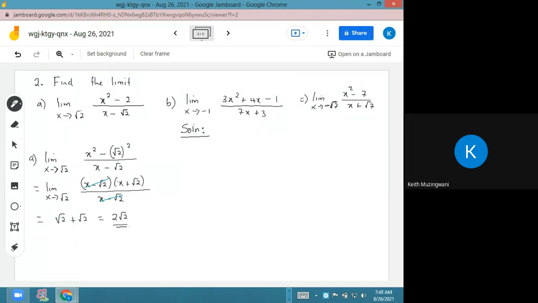Let's see what could happen if we conjugate it. Suppose we conjugate it. We would say the limit as x goes to root 2 of x squared minus 2 multiplied by x plus root 2 over x minus root 2 times x plus root 2. Let's see if it will work.